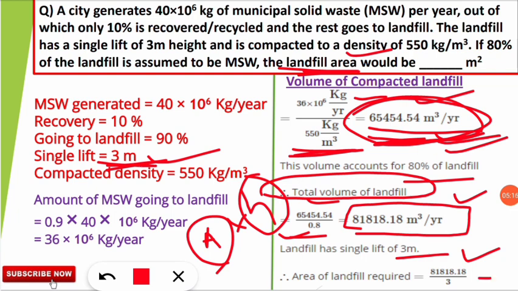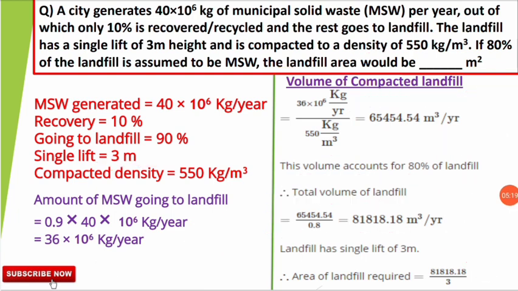Yes, volume divided by height will give the area of any cubic material or cuboid, any area. The formula is volume equals area times height. That's why area equals volume divided by height. I think you are able to follow this because it is very simple maths, taught in the 10th or 12th class.